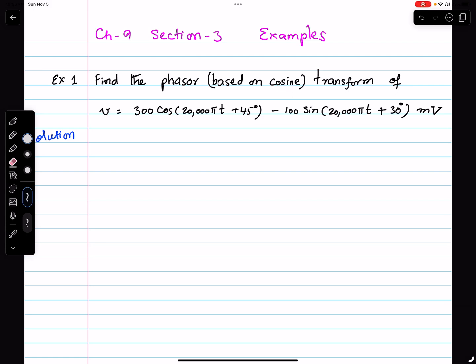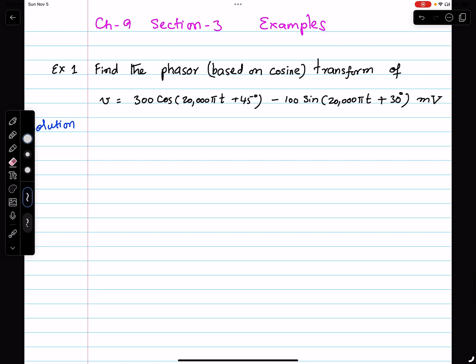Okay, section 3, chapter 9, example problems. This is the phasor section. The first example problem is about finding the phasor, and you want to find the phasor based on cosine. Okay, so find the phasor transform of this guy.